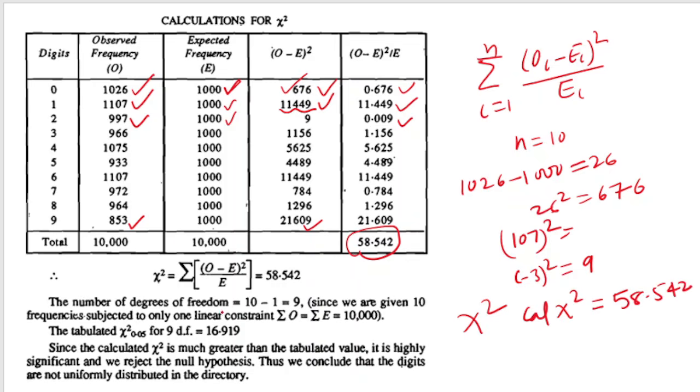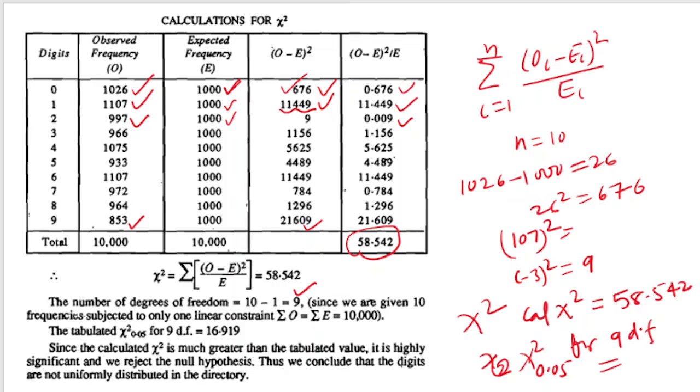The degree of freedom is 9, because the number of degrees of freedom is 10 minus 1, which is 9, since we are given 10 frequencies, right? So we have to look at the chi-square value at 0.05 value of alpha, or 5% level of significance. In the question it is not mentioned at what level of significance, so we are going to test it at 5% level of significance, for 9 degrees of freedom.